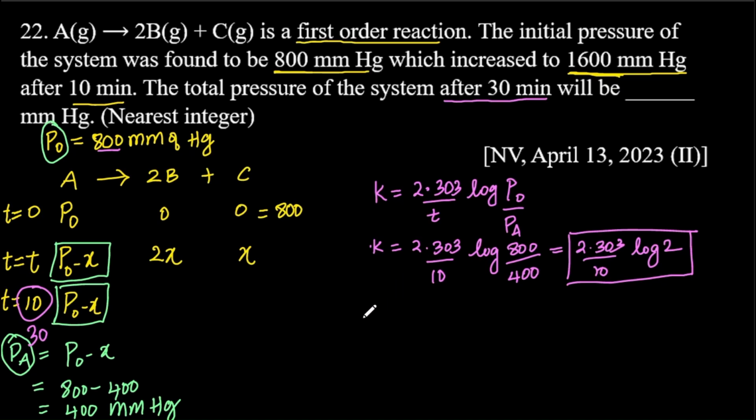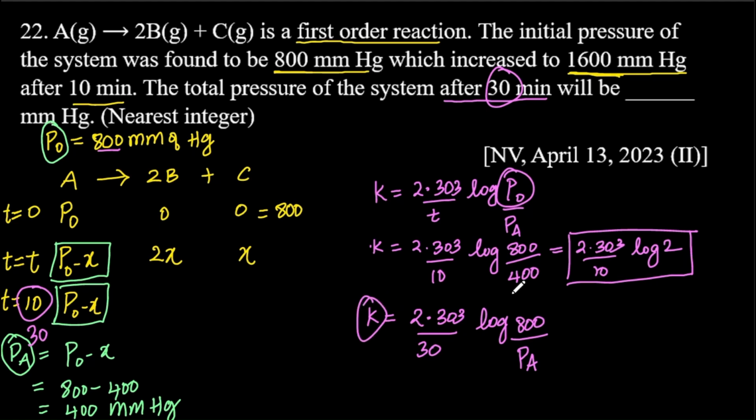So we can use the same integrated rate law. So the rate constant K is equal to 2.303 divided by, now the time is 30. 30 into log of P naught. P naught value is initial pressure. So it is 800 divided by PA. We don't know the value of PA at 30 minutes. So let us keep that.